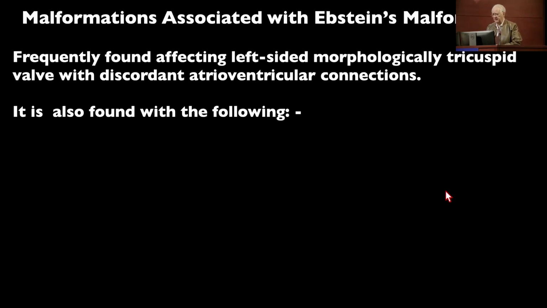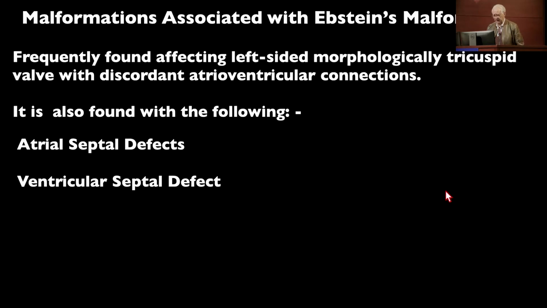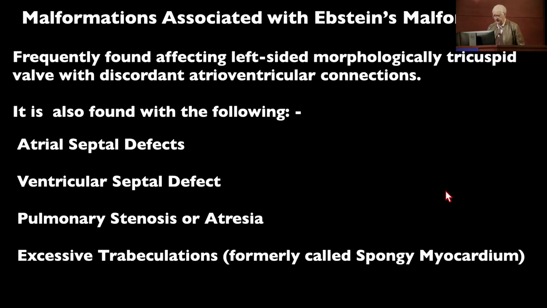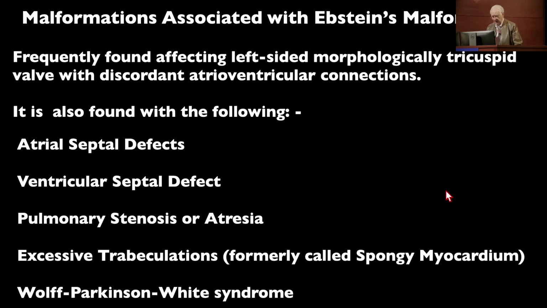So there are malformations that we know frequently affect left morphology, as we've mentioned, spongy myocardium, and the defects are invariably atrial septal defect, ventricular septal defects, pulmonary stenosis or atresia, and excessive trabeculations, which we formerly called spongy myocardium, Wolff-Parkinson-White, and of course, congenitally corrected transposition.